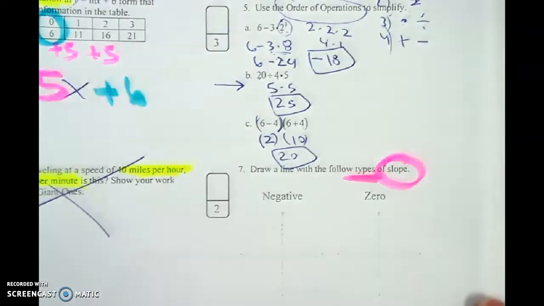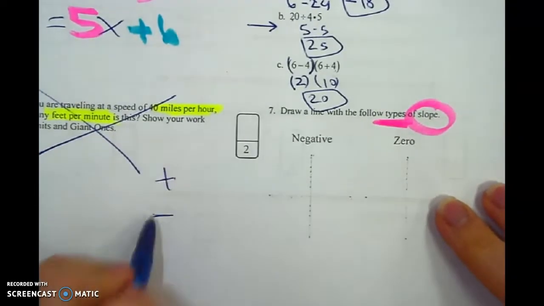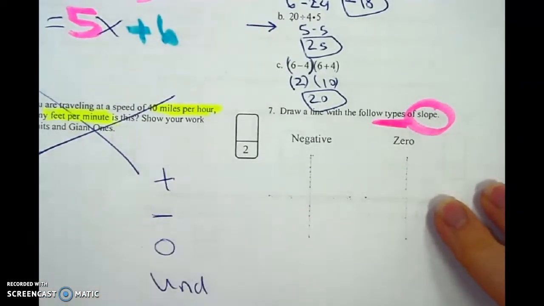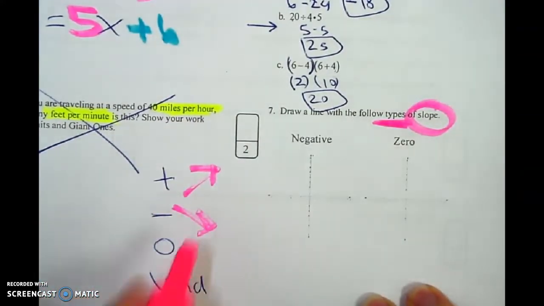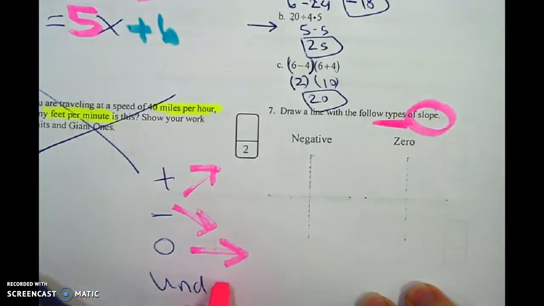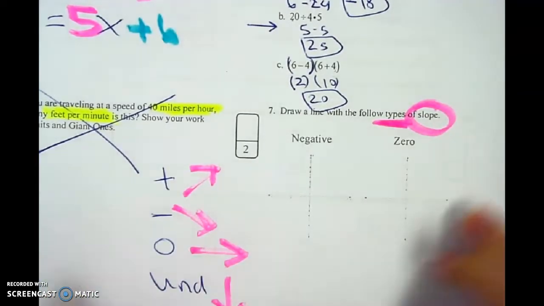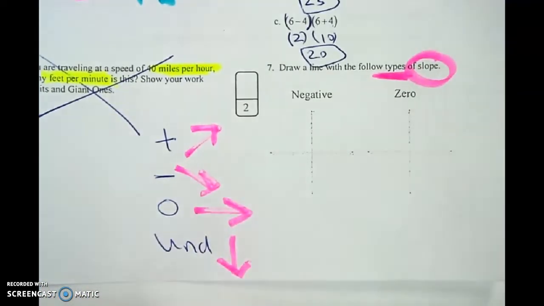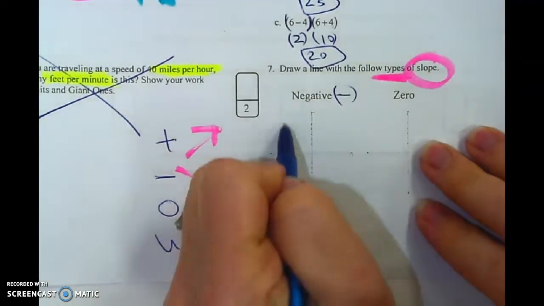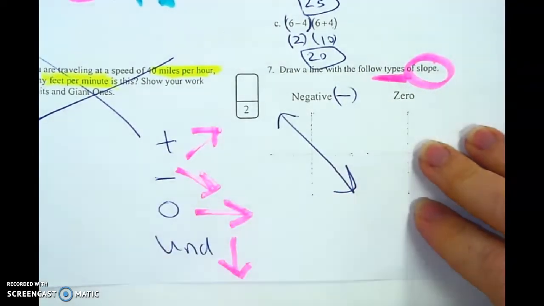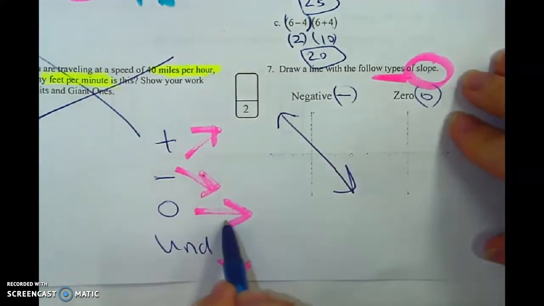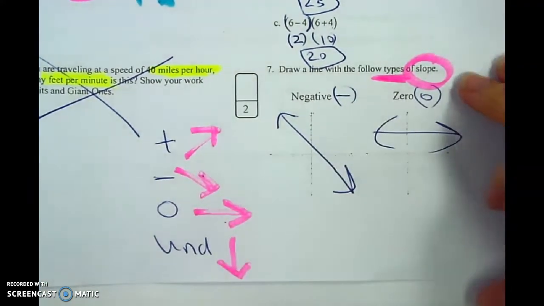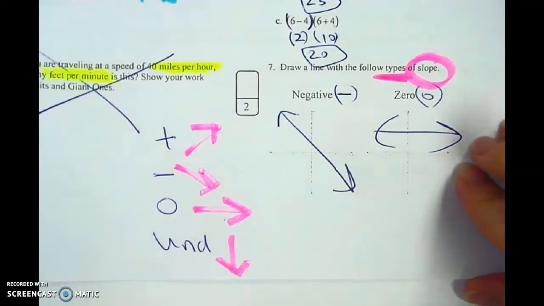All right. They want you to draw the slope, but I don't see a number, so it's a type. So there's 4 types. There's positive, negative, 0, and undefined. Positive goes up, negative goes down, 0 goes across, undefined goes up and down. So they want you to draw a negative slope. So that means they want you to draw something that goes down. Down, down, done. They want a 0 slope. A 0 means it is horizontal.